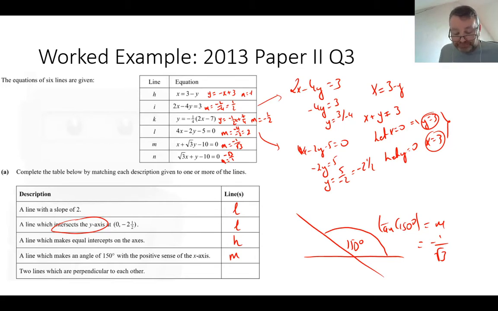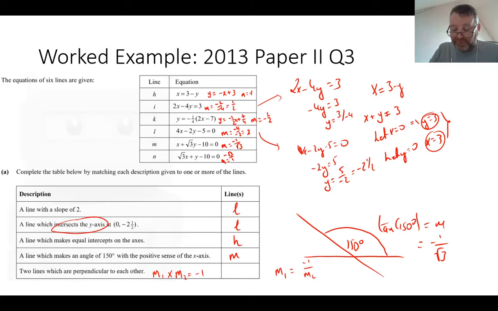And finally, two lines which are perpendicular to each other. Now, what does that mean? Well, that means that when you take the slope of one and multiply it by the slope of the second one, the answer must be minus 1. Or else you can say that m1 will be equal to the negative reciprocal of m2. Okay, so m1 and m2, they'll be fractions that have been turned upside down and their signs changed. So either one of those will allow me to do that.